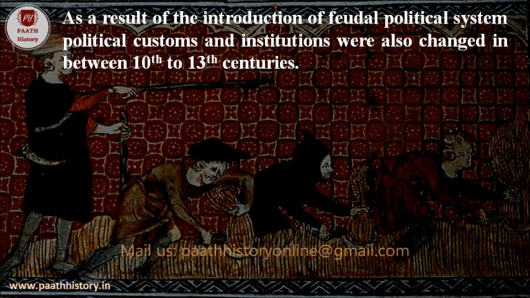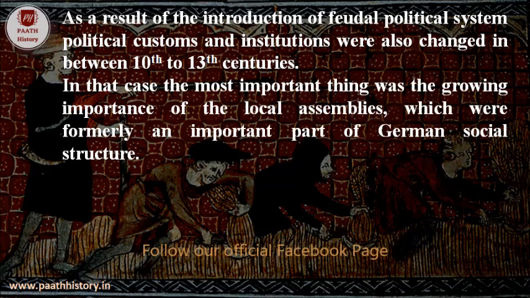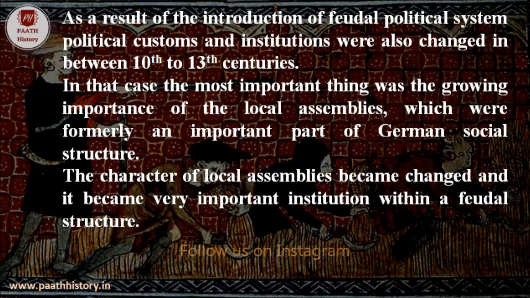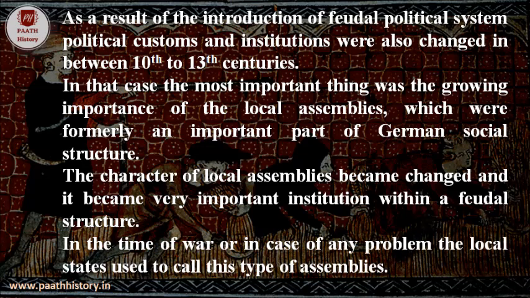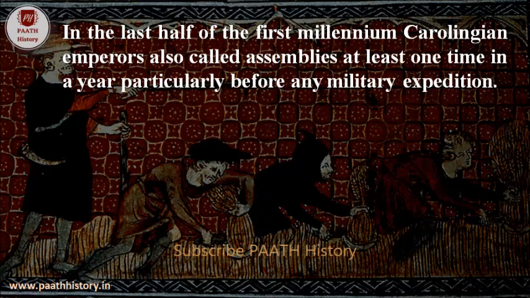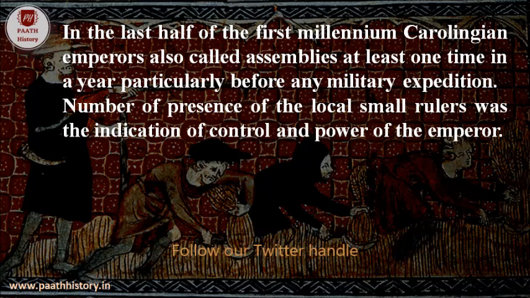As a result of the introduction of the feudal political system, political customs and institutions also changed between the 10th and 13th centuries. The most important thing was the growing importance of the local assemblies, which were formerly an important part of German social structure. The character of local assemblies changed and they became a very important institution within the feudal structure. In time of war or in case of any problem, the local states used to call such assemblies. In the last half of the first millennium, Carolingian emperors also called assemblies at least once a year, particularly before any military expedition. The number of local small rulers present was an indication of the control and power of the emperor.